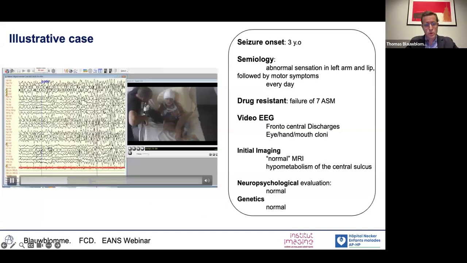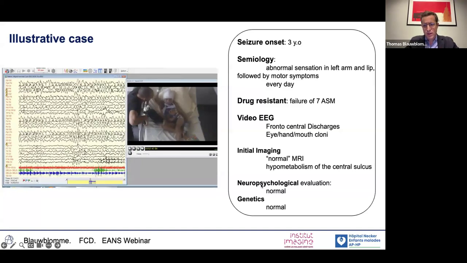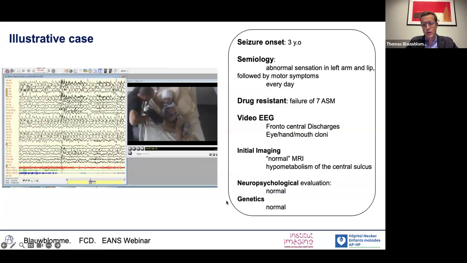Despite that, the EEG is not so informative in terms of localization. It gives you a regional overview of where the seizures are starting, but it does not give you the sweet spot about where the seizure started. The initial imaging was considered normal, although the PET scan showed a slight hypometabolism in the central sulcus. Neuropsychological evaluation was normal, and genetics did not find any germline mutation in this patient.